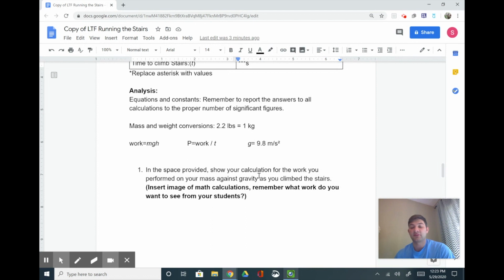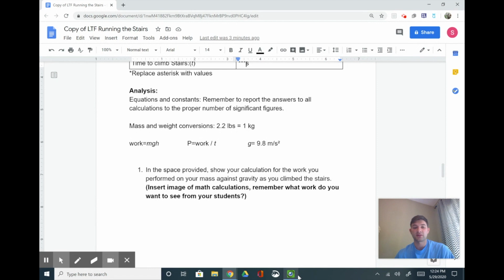And I'm asking for that, not to make sure you do it, but it's another way to think about what you want to see from your students when they turn in work. When I'm looking for calculations, I'm looking for the formula that you use and the values put in for each variable. And I'll just show you an example.